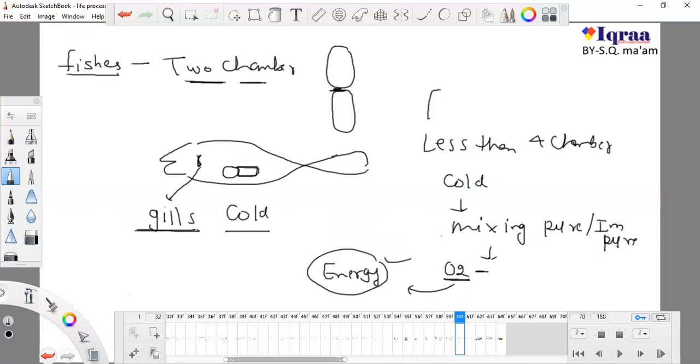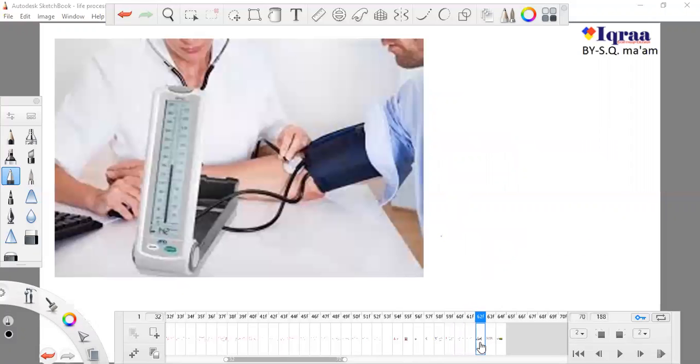Now if you have any problem, you can ask me a question, and I'm moving to another topic. This is a blood pressure machine. If you have any type of doubt, you can ask me, and I'm moving to another topic. You can interrupt me to ask if you have any doubt.